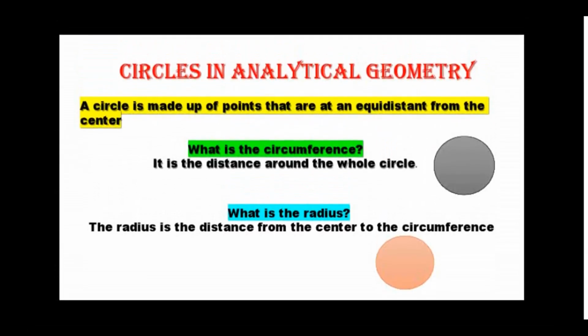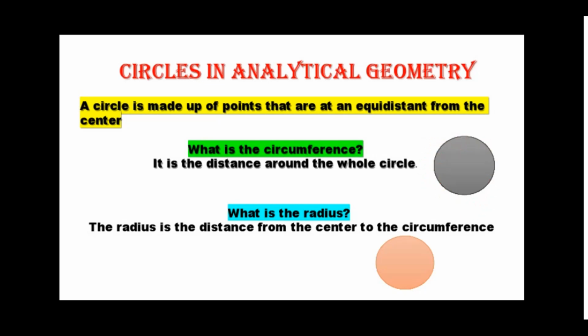Before we get started with our tutorial, let's have a look at important definitions that you should know when working with circles in analytical geometry. The first one is that a circle is made up of points that are equidistant from the center. So that is our definition of a circle. And our definition of a circumference is that it is the distance around the whole circle. So that is our circumference, that distance around our whole circle.